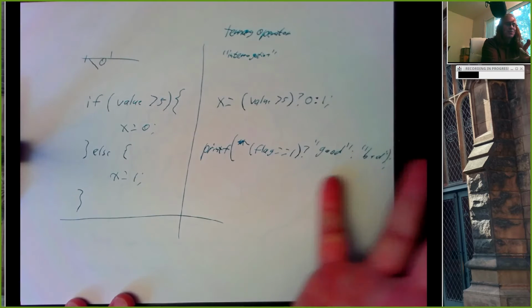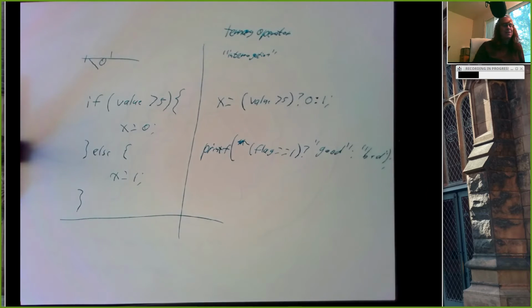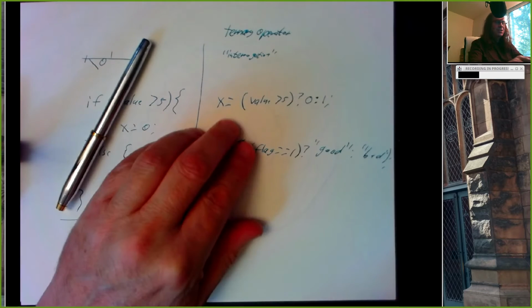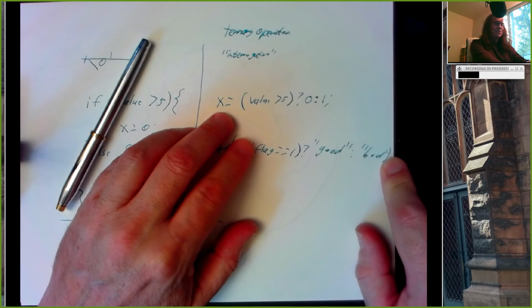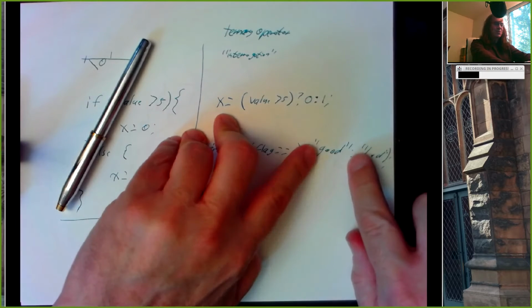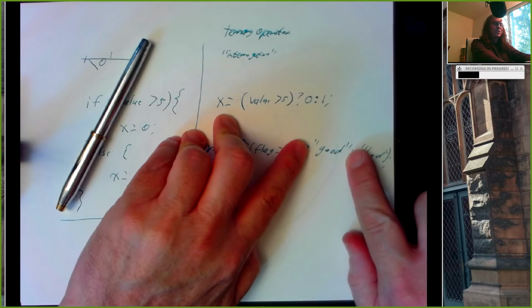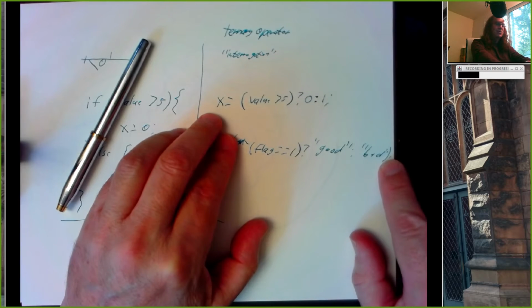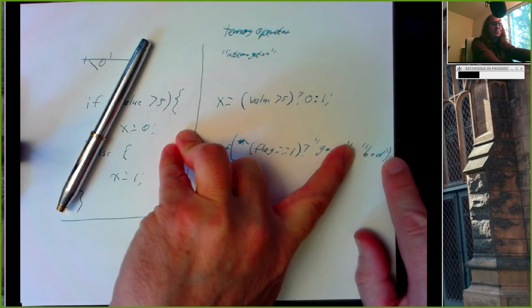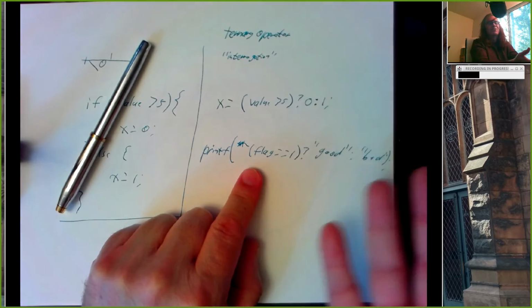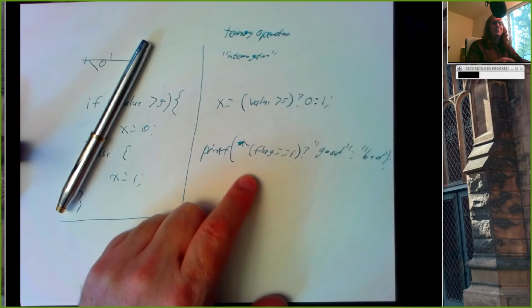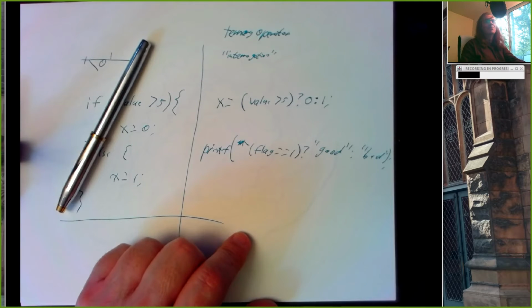And this would print either good or bad depending on whether the value of flag was equal to 1 or different from 1. So it really just evaluates this, and if this condition is true, then this becomes whatever is between the question mark and the colon. If it's false, it becomes whatever's between the colon and the closing parenthesis. And if that's an argument to a function, that's what it is. If it's the right hand side of an assignment statement, that's what it is, and so on.